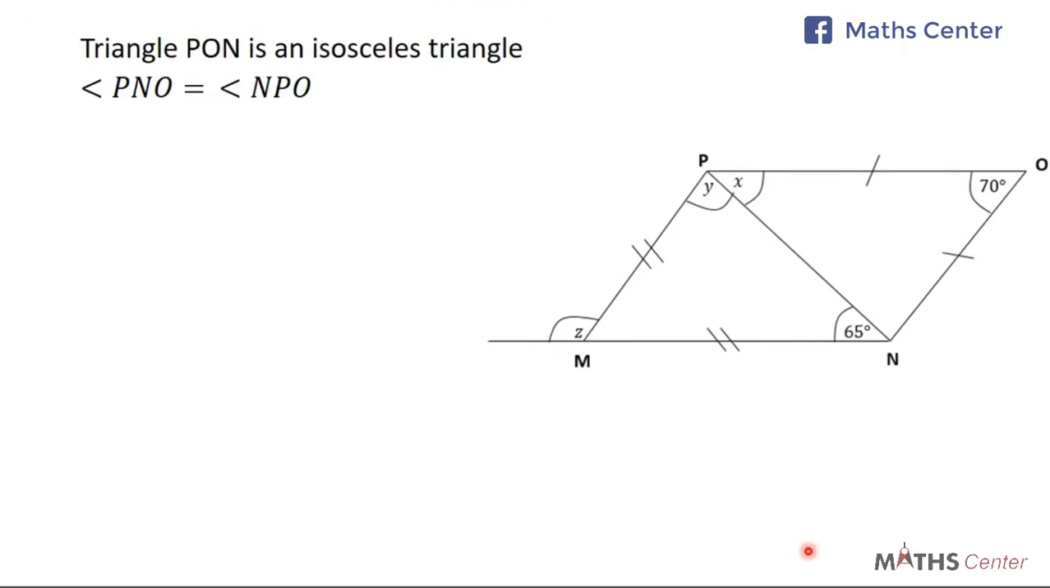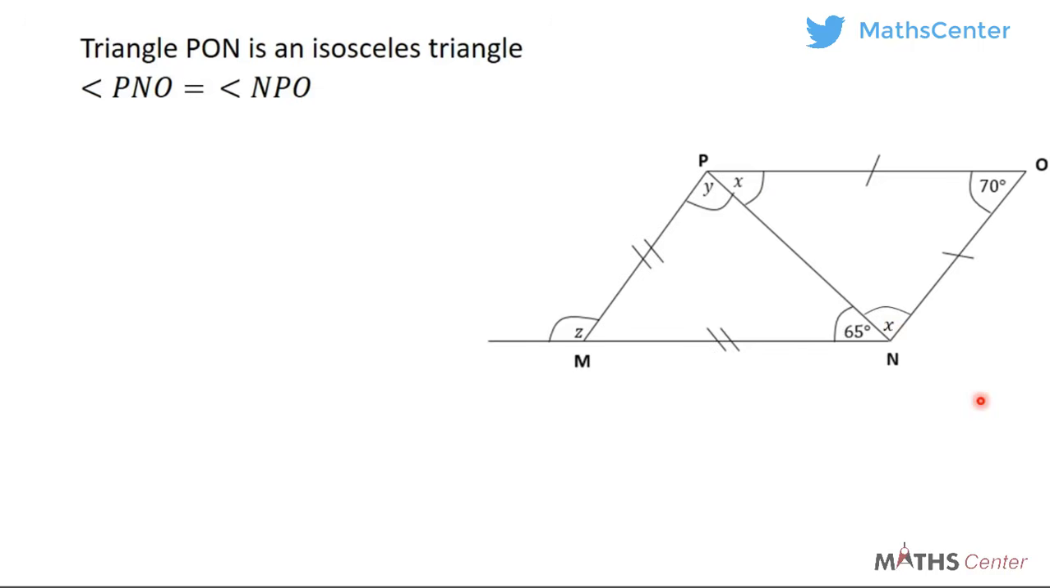Now we can see from here that there are two isosceles triangles in this quadrilateral. So if you take the triangle PON, it's isosceles because we have this bar here and this bar here, showing that the length of PO and the length of NO are equal. That is why angle PNO, which is this angle here, is equal to angle NPO, which is this angle here. So because triangle PON is an isosceles triangle, if this angle here is S, then here must also be S.